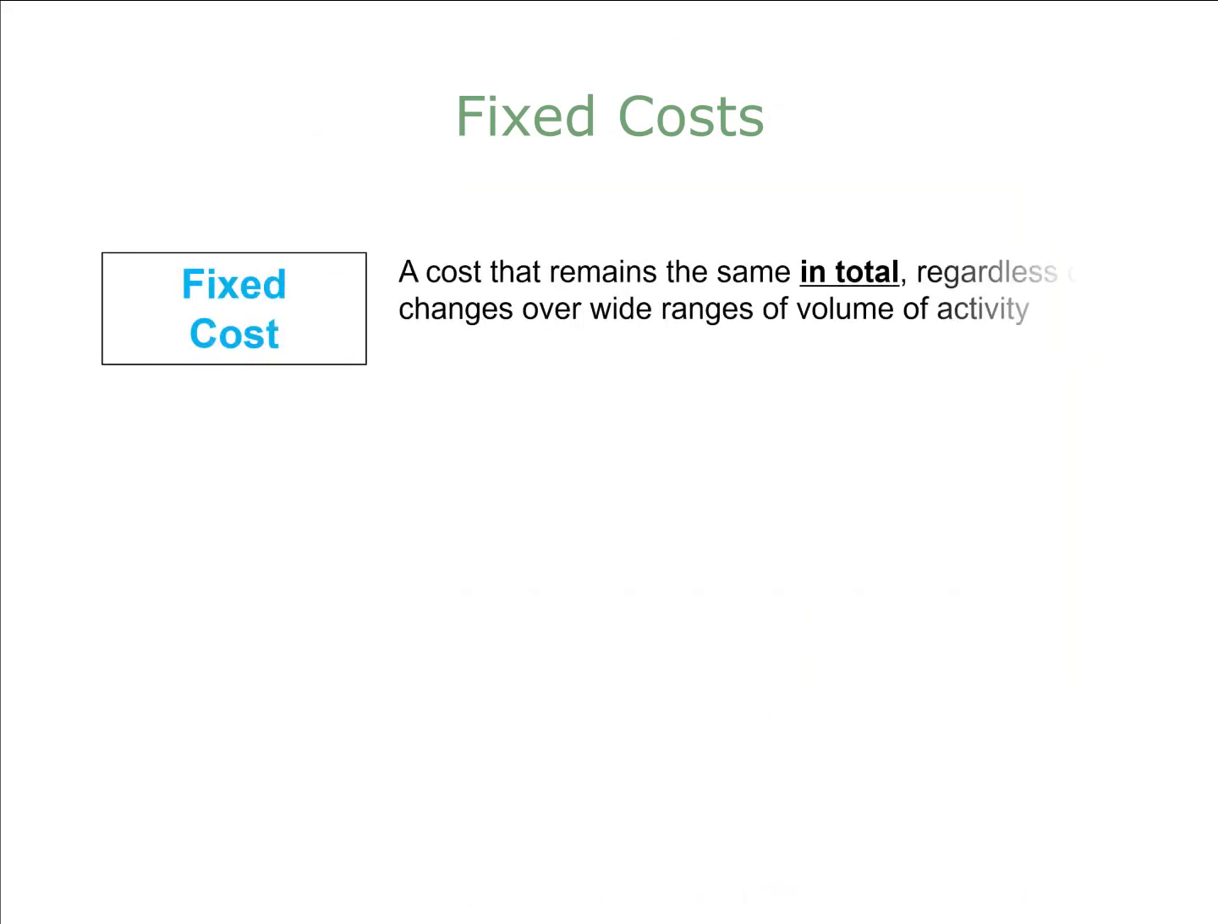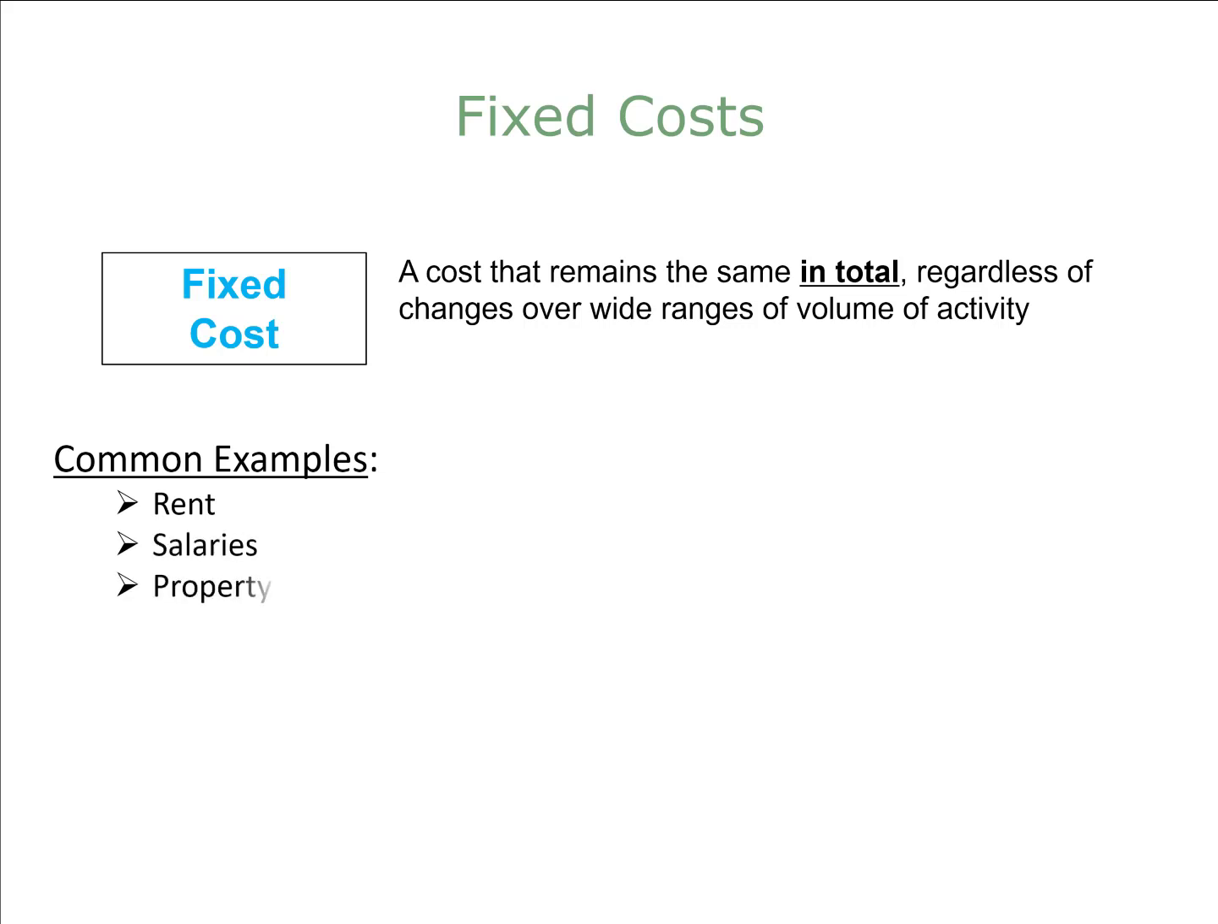Moving on to fixed costs. A fixed cost is a cost that remains the same in total, regardless of changes over wide ranges of volume of activity. Common examples include rent, salaries, property taxes, and straight-line depreciation. So as the number of units that the company produces increases, these costs do not change. That's why they are fixed costs.